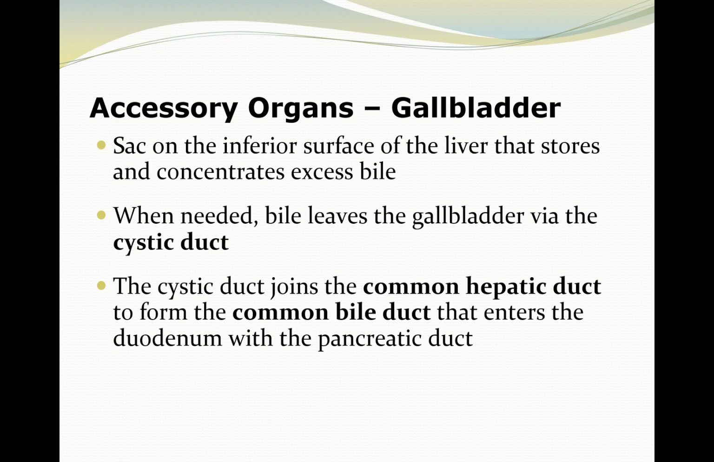All right, so the gallbladder is the sac on the inferior surface of the liver that stores and concentrates excess bile. When needed, bile leaves the gallbladder via the cystic duct. The cystic duct joins the common hepatic duct to form the common bile duct that enters the duodenum with the pancreatic duct.